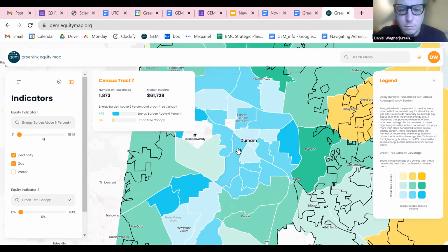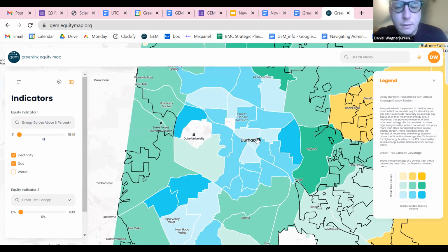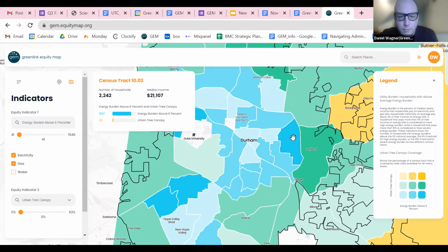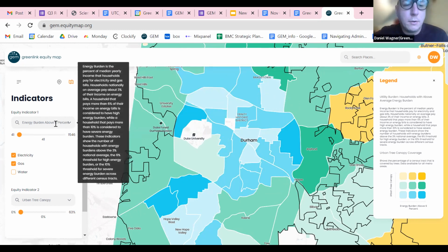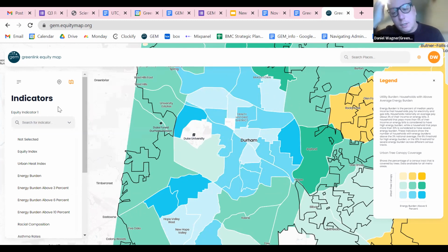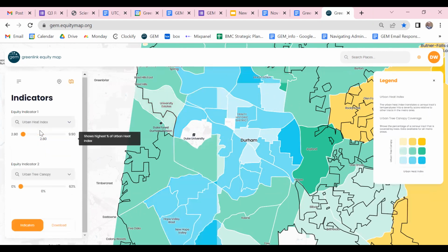Yeah, so it's Durham. Looks like some of y'all's areas that have your higher burdens are over here on your east side. Is there any certain indicators you're wanting to look at within Durham? You can put up heat index as well as asthma rates.